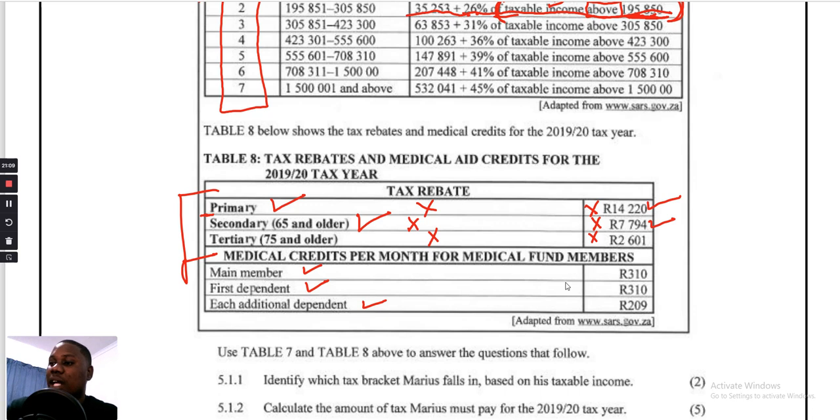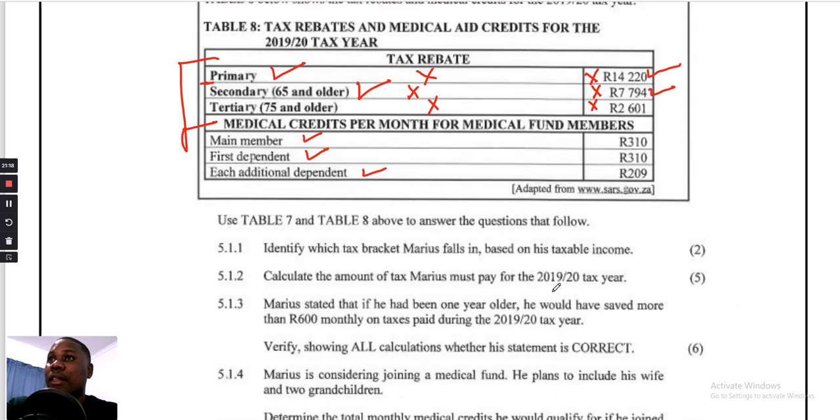Okay, so now I would like us to move into the real questions. I don't want to waste time in the questions. The first question: identify which tax bracket Marius falls in based on his taxable income.